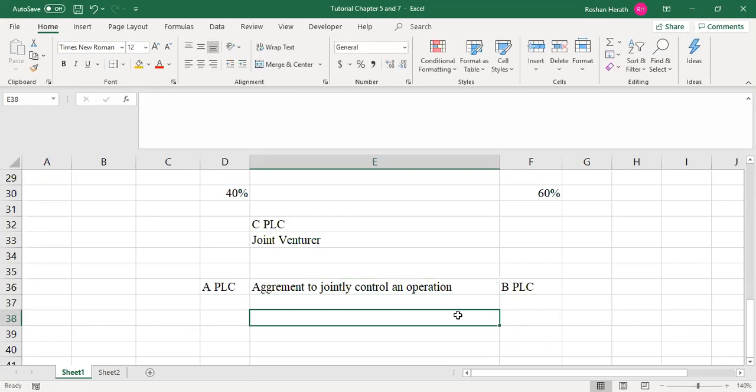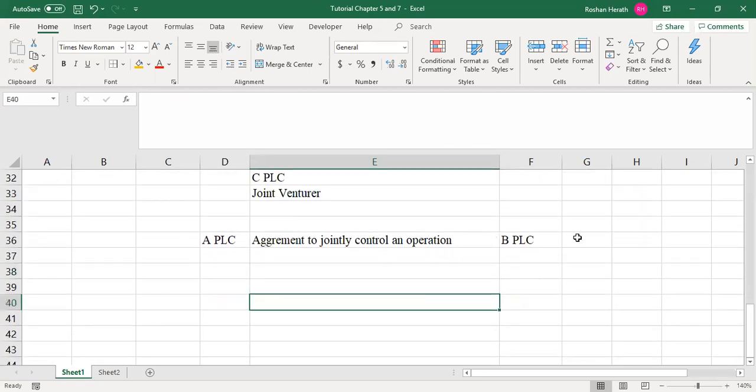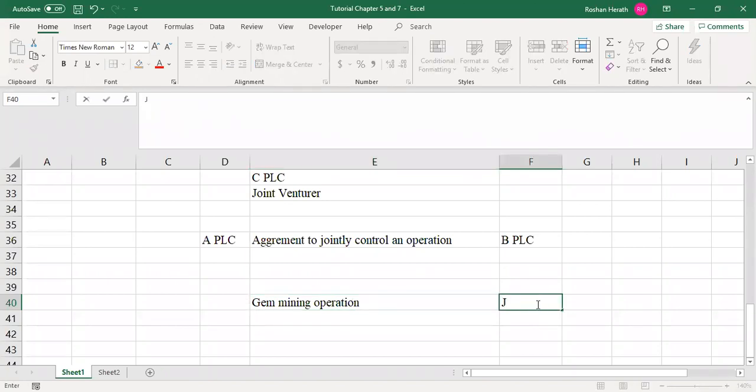They join together and start an operation together. If I'm to give you an example, APLC and BPLC may come into agreement to carry out a kind of gem mining business, a gem mining operation. APLC and BPLC start by investing funds in mining gems. So it is not necessarily a well established entity, it's just an operation. That is what we call a joint operation. It is another form of joint arrangement.